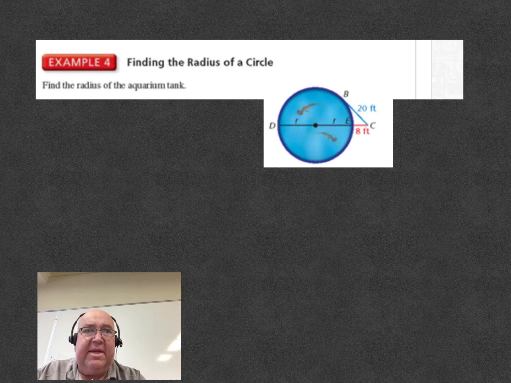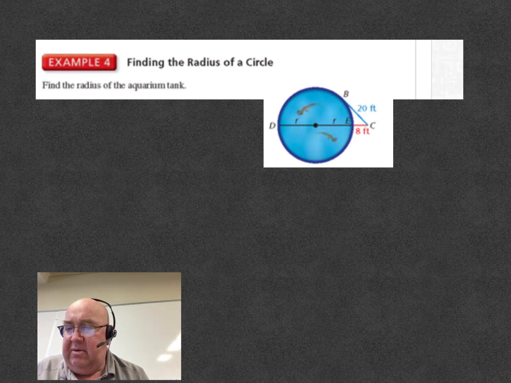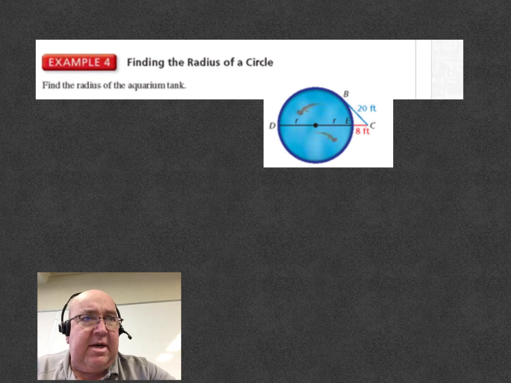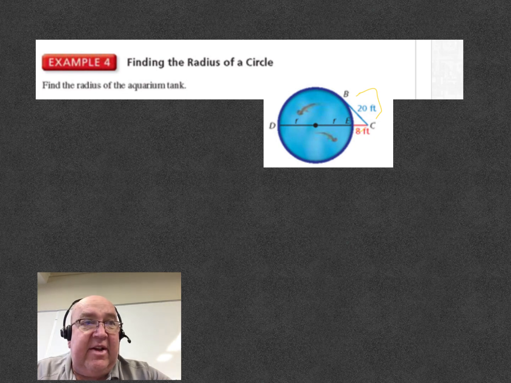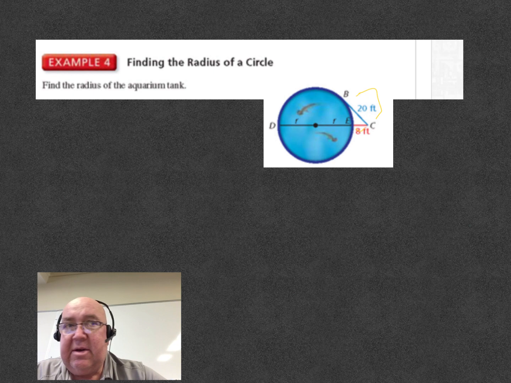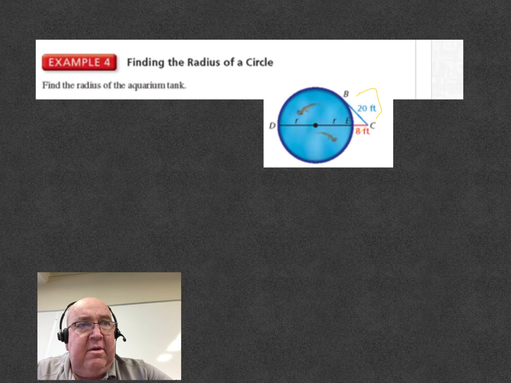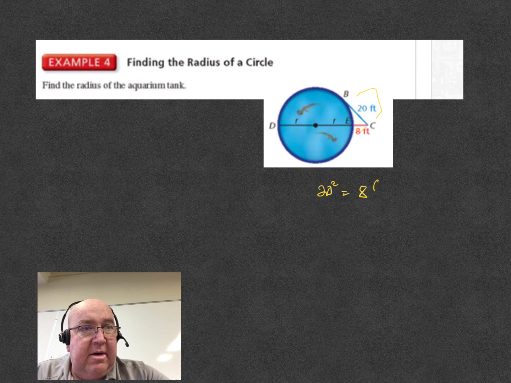Here we're looking for the radius of a circle inside a tank. So we're going to have our CB squared, this value squared, times this value times that value, with r squared, or 2r. So setting it up, we're going to have 20 squared is going to be equal to 8, the external segment, times 2r plus 8.